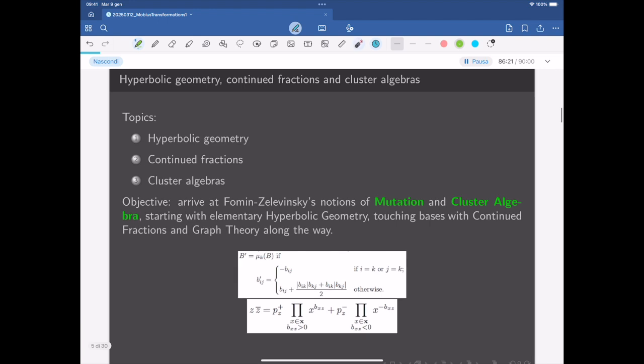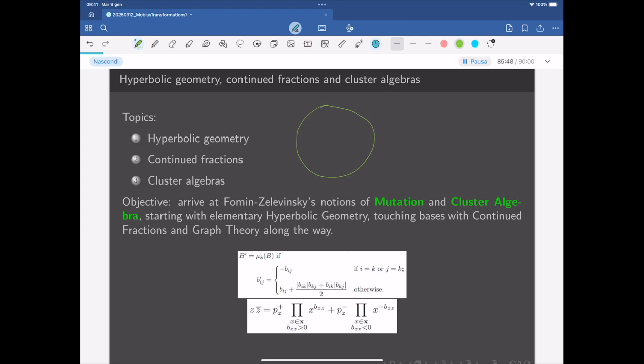Well, I want to start with some very basic hyperbolic geometry, with the very minimum in order to arrive at Ptolemy's identity in the hyperbolic plane. So let me say only a few words about this. I think you all know Ptolemy's identity for the Euclidean plane.